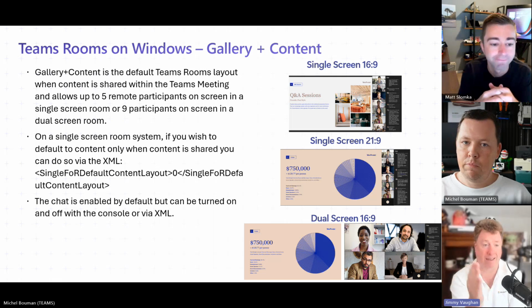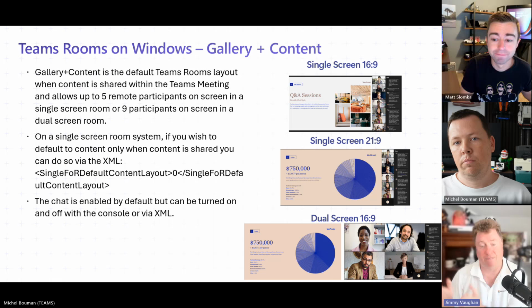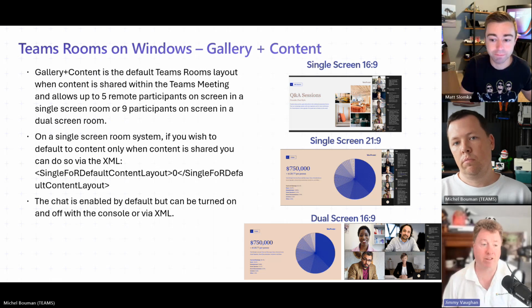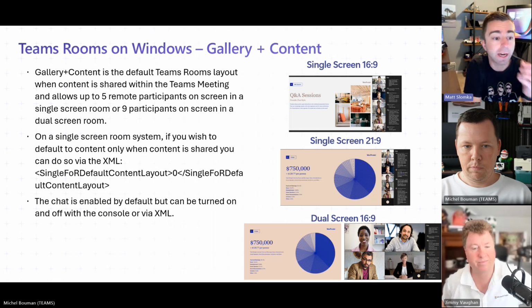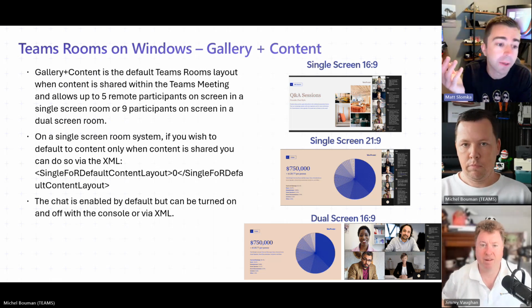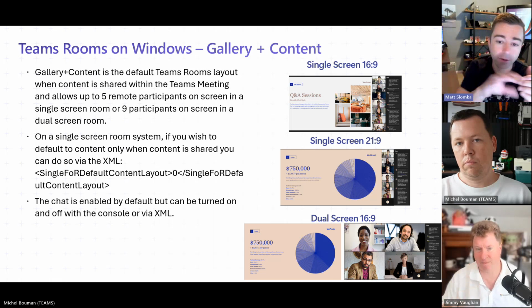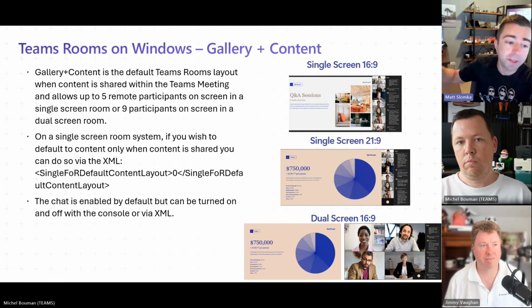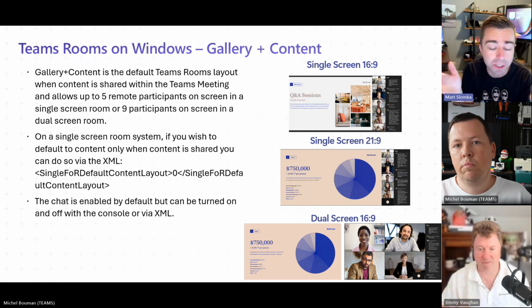And now we're going to get to the gallery plus content, which is another popular way that people actually default their systems if they've got content. Exactly. So once you've got gallery set up, by default, you get gallery plus content as soon as someone shares content into that meeting. So from that scenario, you go from, oh, I've got just my participants on the screen. Someone throws content up. Now you see your participants plus the content merged together.